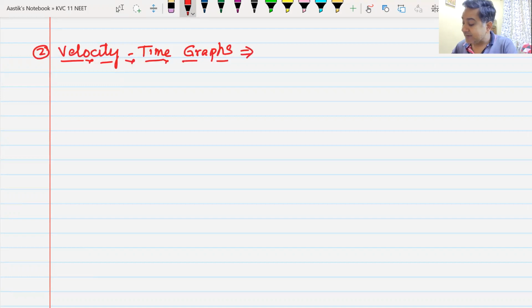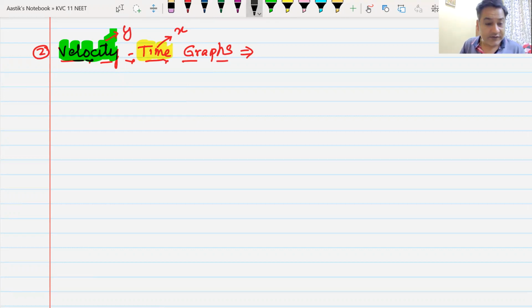Now, in this graph, we are going to plot velocity along the y-axis. Velocity will be plotted on the y-axis and time would be plotted on the x-axis. A graph is always named in such a way that the y-axis is named first and the x-axis second. We can have different types of velocity time graph. First, we need to understand what information you can get from a velocity time graph.